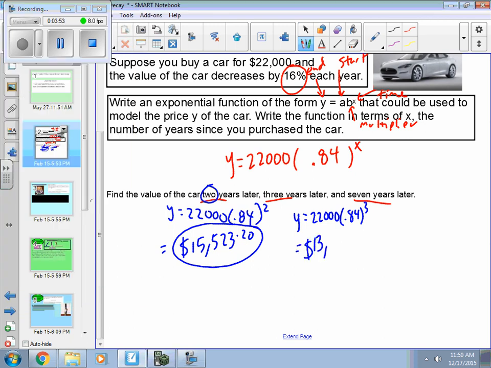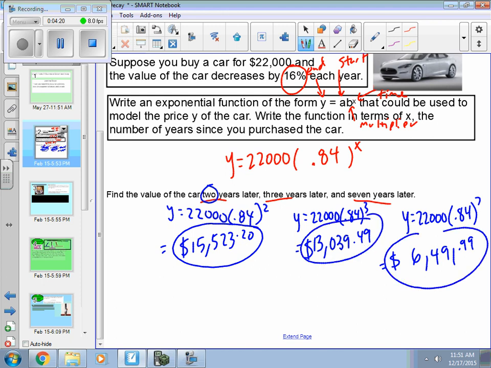Why don't you pause the video here and see if you can find out what this would be for 7 years. So what do you get when you do 7? All right, let's check it. If you did 7, you should have used 7 as your exponent. If you did it right, it should be $6,491.99, so pretty close to $6,492. So that is using exponentials.